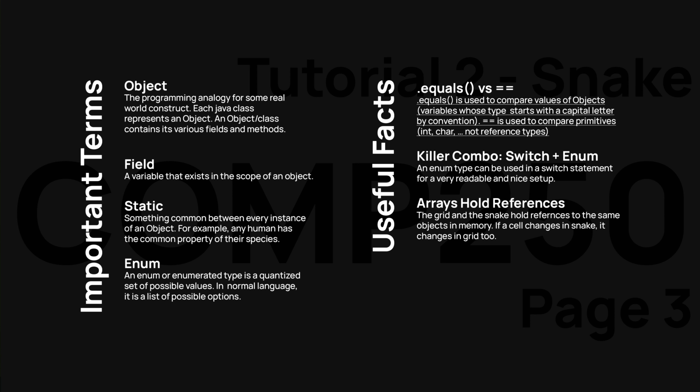Now here's kind of what we're learning today, the important terms and the useful facts. Arrays hold references, that's the one I was just talking about. We're going to use one of these killer combos, the things you see a lot in Java, which is a switch statement and an enumerated type, which we'll see as we get into it. We can use a switch and an enum to make a very nice, clean, readable piece of code. And then we'll be going back again, looking at dot equals versus the equals operator and stuff, the usual object-oriented stuff.